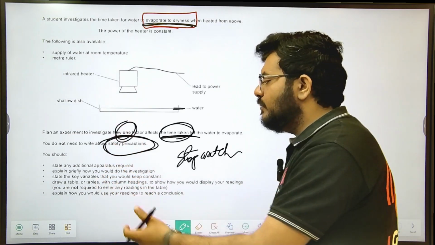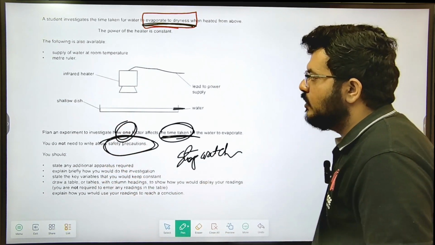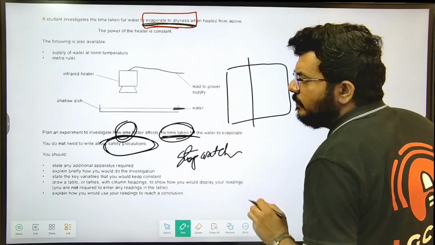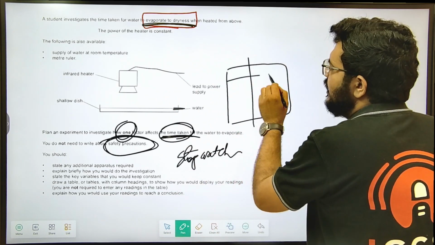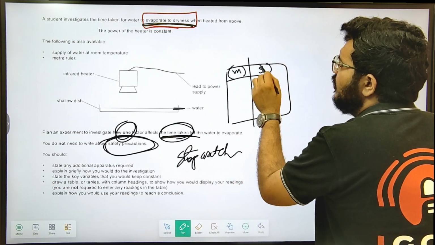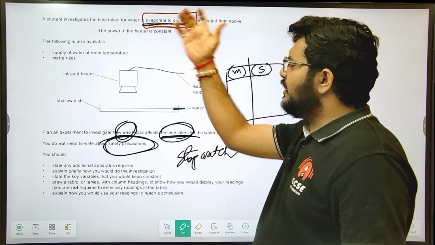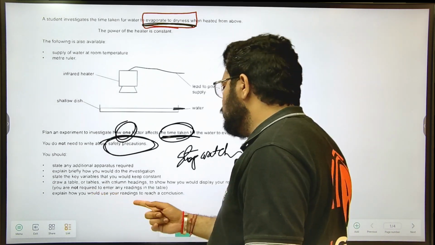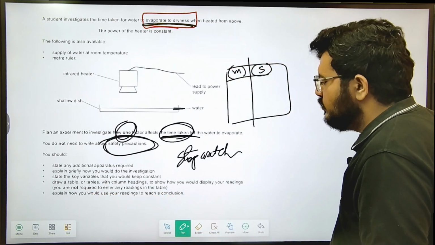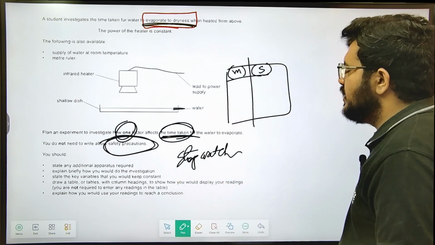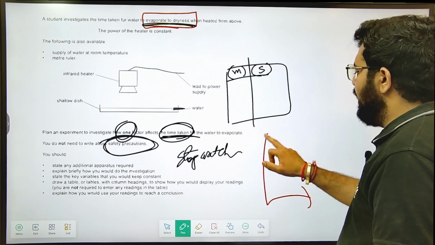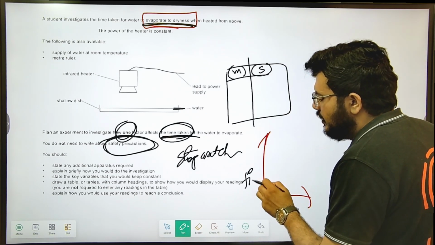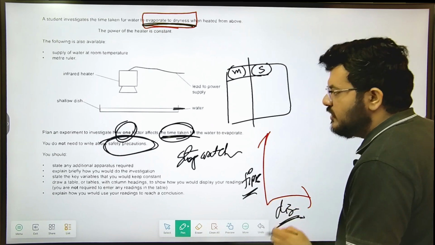Draw table or tables with column headings. So what will I draw? I have the distance of the heater from the base of the shallow dish in meters, and the time taken for the water to evaporate completely to dryness in seconds. Explain how you would use your readings to reach a conclusion. You would draw a graph. On the x-axis you would keep the distance. On the y-axis you would take the time taken for all of this to happen.